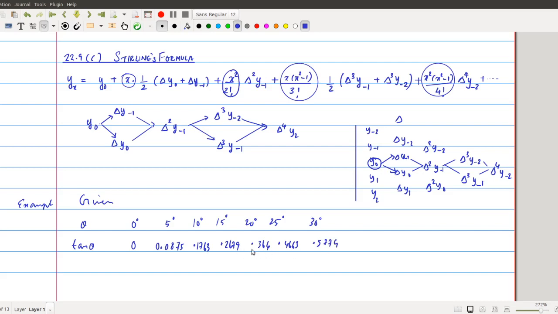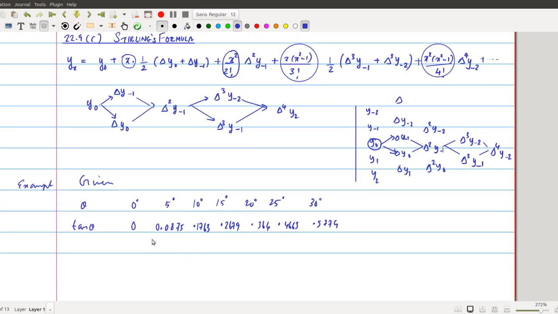Okay, so how will you find this? The question is, using the Stirling formula, find the value of tan 16 degree. So this is the question. Now in order to evaluate tan 16, we set x. First we need to set x or p, whatever this number is. So we write x equal to theta minus 15 by 5, because this interval is of length 5, so theta minus 15 by 5 is the x value.